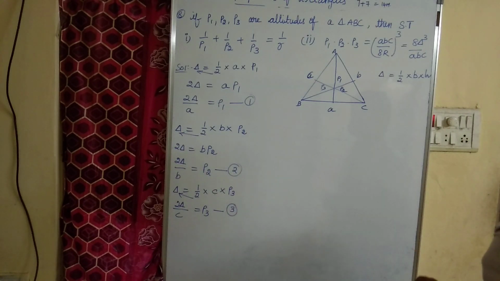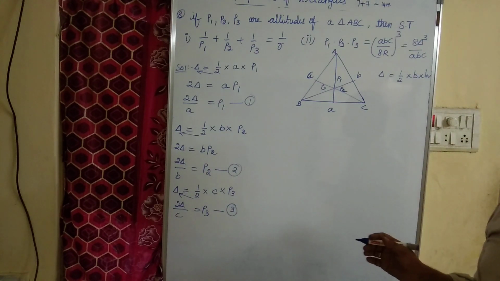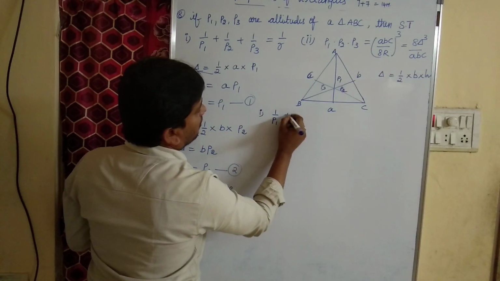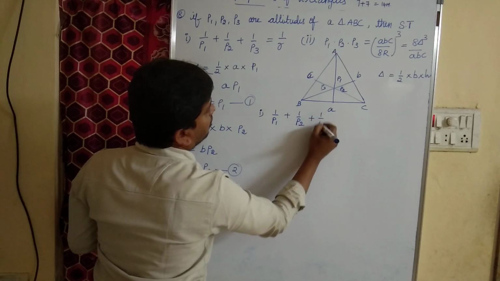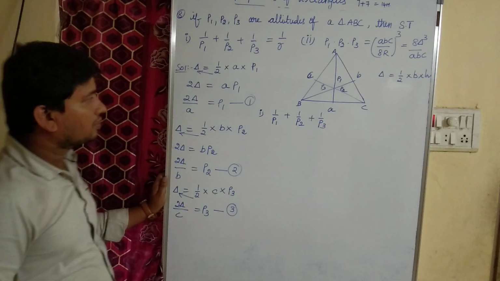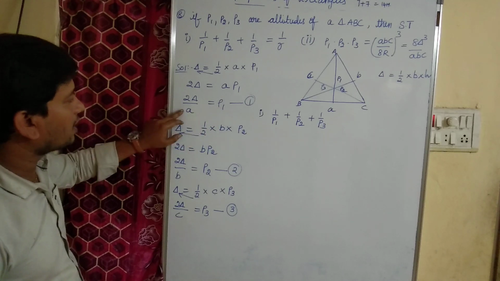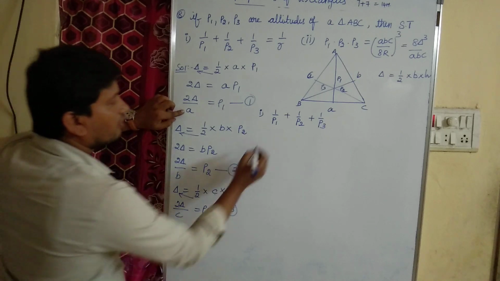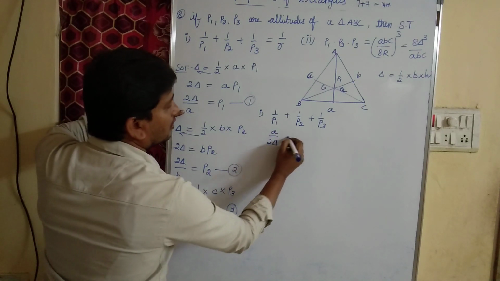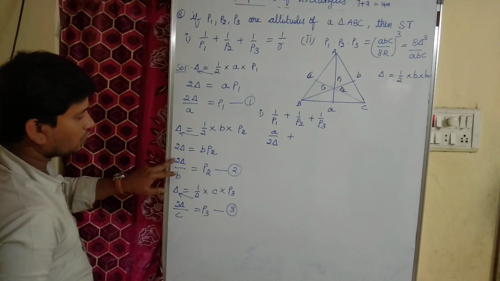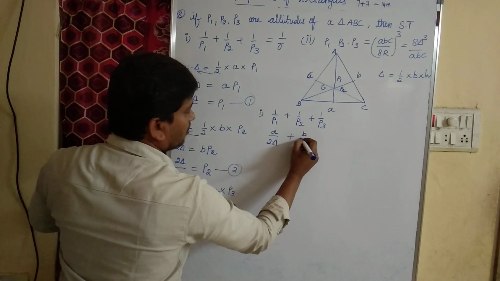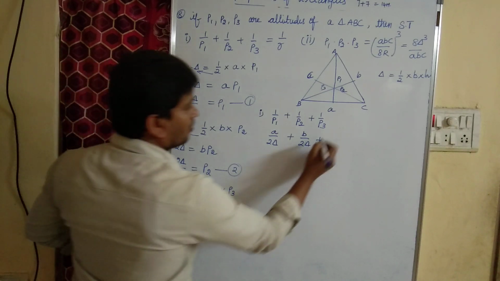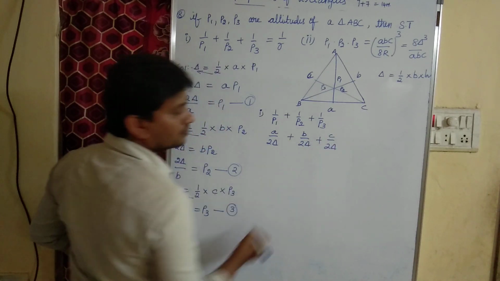Okay. Now the question number 1 is 1 by P1 plus 1 by P2 plus 1 by P3. As we know that P1 is 2 delta by A, but here we want 1 by P1. So reciprocal, it will become A by 2 delta. P2 is 2 delta by B, 1 by P2 means B by 2 delta. P3 is 2 delta by C, 1 by P3 means C by 2 delta.